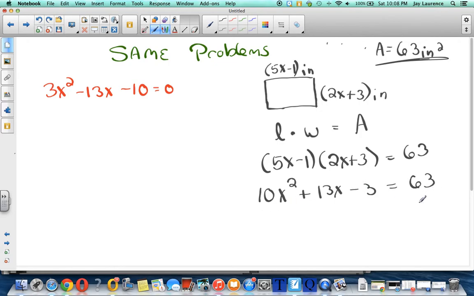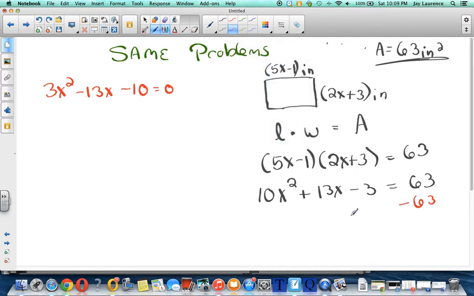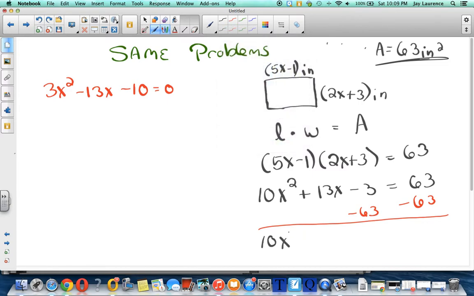Now, this equation almost looks exactly like the Scarlet equation. So I'll just have to subtract a 63 so that it'll equal 0. So I'll subtract 63 from both sides. And when I do that, then I will get 10x squared plus 13x minus 66 equals 0. And now they're the same type of problem. This one's ready to factor, that one's ready to factor.